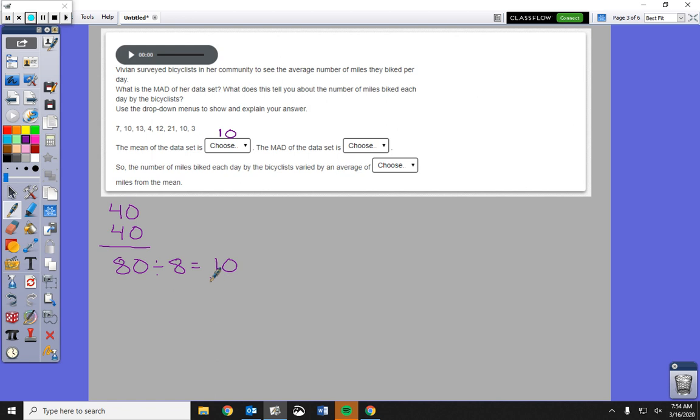Okay, now that I have the mean, I need to go ahead and take all those values. So 7. I'm going to put them down vertically. 10, 13, 4, 12, 21, 10, and 3. I'm going to now find the absolute deviation. Remember, deviation is a fancy word for how far it gets away from that mean. Now I'm going to find the distance.